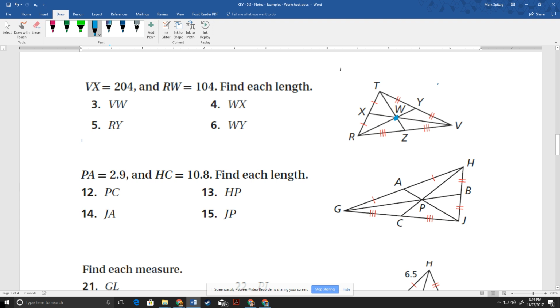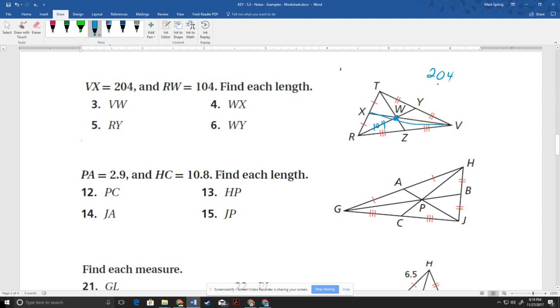Okay, centroid. And so what we know about that is that the centroid is splitting each one into two pieces, a big piece, small piece. Big piece is double the small piece. But let's see what we got. So it says Vx is 204. So the whole thing is 204, right? This entire thing here. All right, and then Rw is 104. Okay, so let's see what it's asking me for. It's asking me for VW.